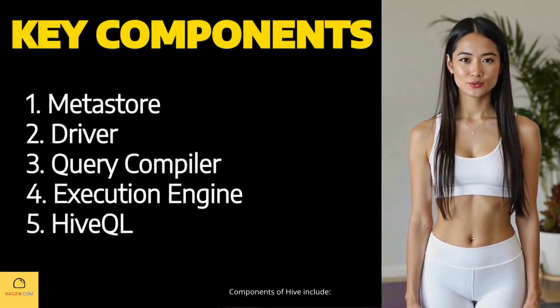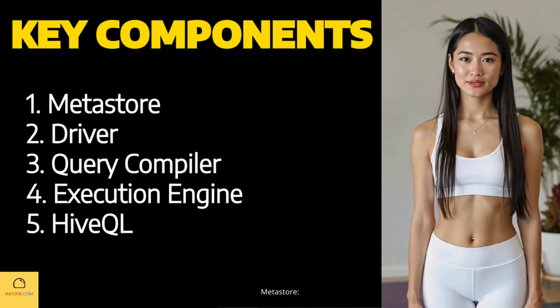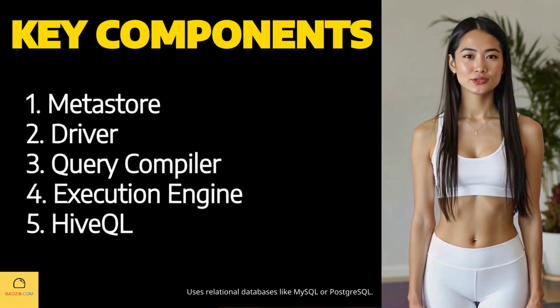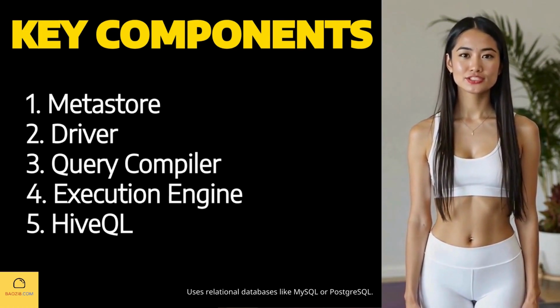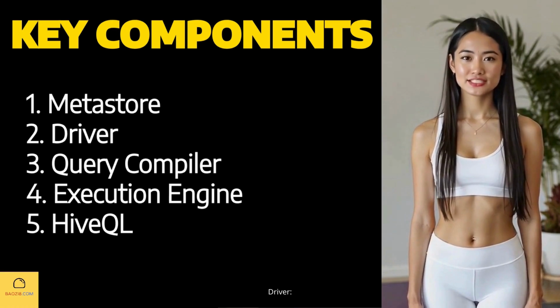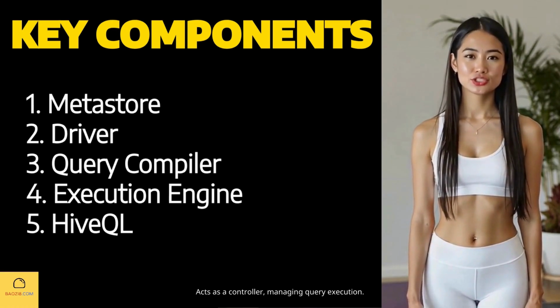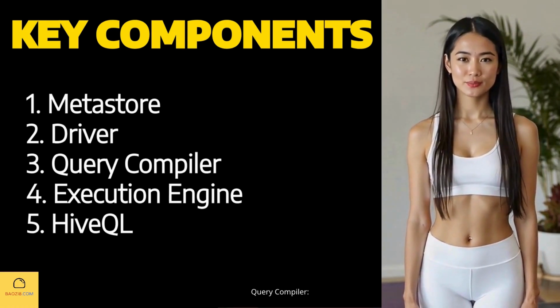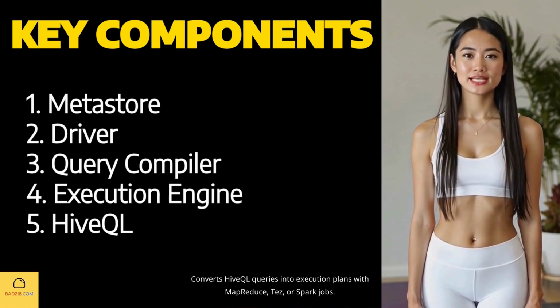Components of Hive include: 1. Metastore, stores metadata about tables, columns, partitions, and data locations. Uses relational databases like MySQL or PostgreSQL. 2. Driver, acts as a controller, managing query execution, parses, compiles, and optimizes queries. 3. Query compiler, converts HiveQL queries into execution plans with MapReduce, Tez, or Spark jobs.